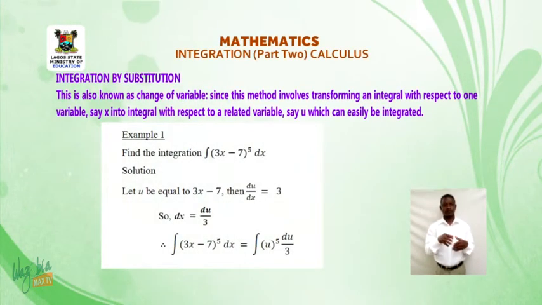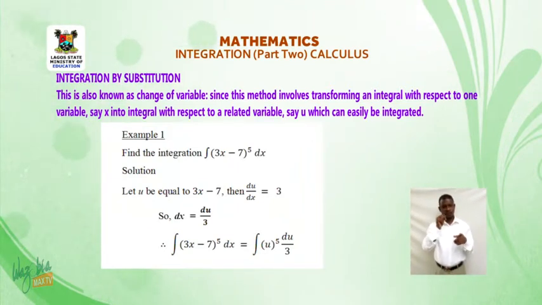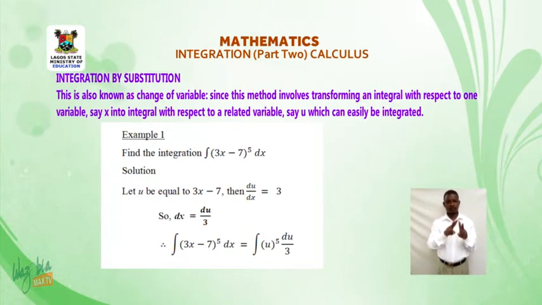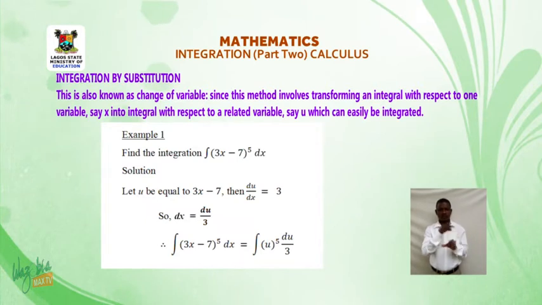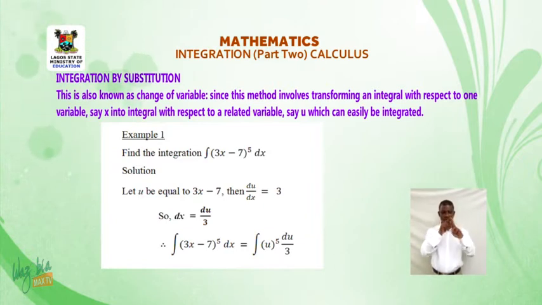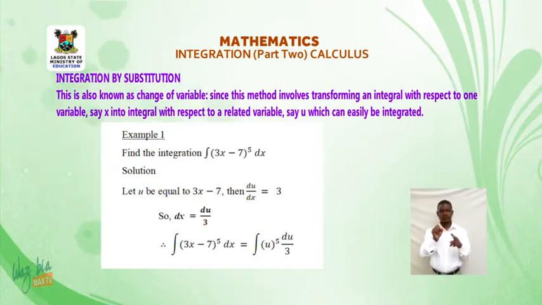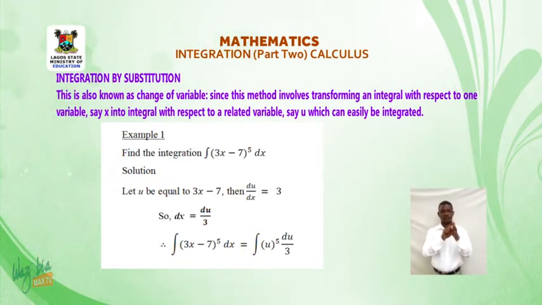Welcome back. Integration by substitution. This is also known as change of variable, since this method involves transforming an integral with respect to one variable, say x, into an integral with respect to a related variable, say u, which can easily be integrated.